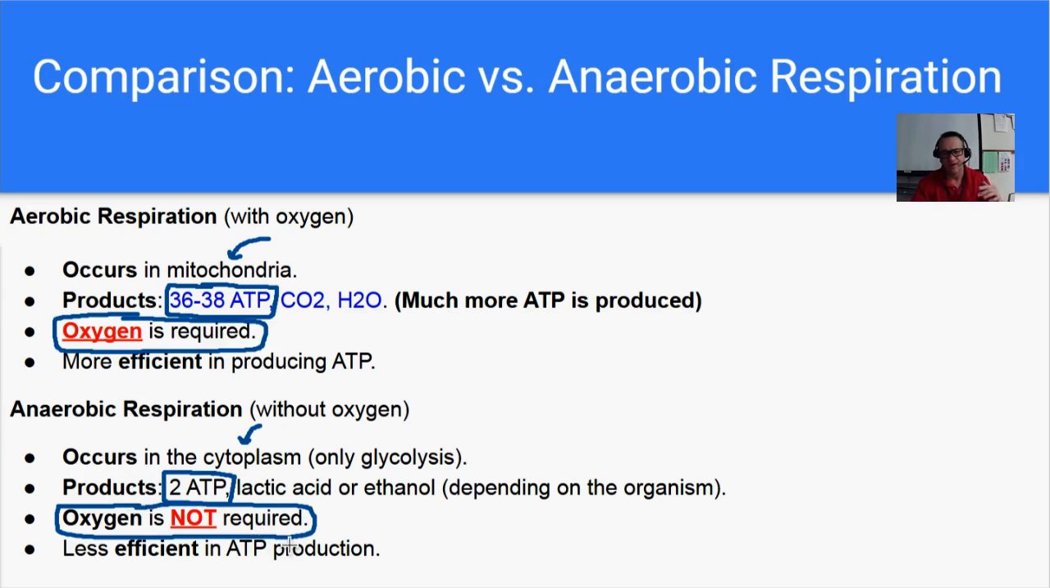We do both. If we're working out really, really hard and we can't get enough oxygen, like if you're running a 200-yard dash and you're out of breath, you don't get enough oxygen, your body is turning anaerobic. And when you're doing that, you're not using oxygen anymore. You're still producing ATP, but not nearly as much as with aerobic respiration. All right, so there are the two main differences between aerobic and anaerobic respiration.